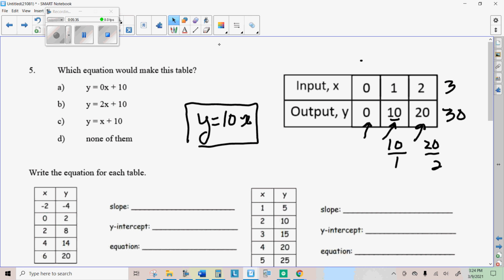Now, just to help you out one more time, let's say you saw this equation and you wanted to make the table for it.